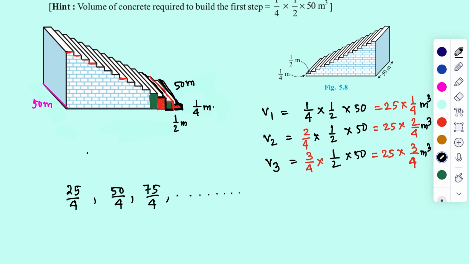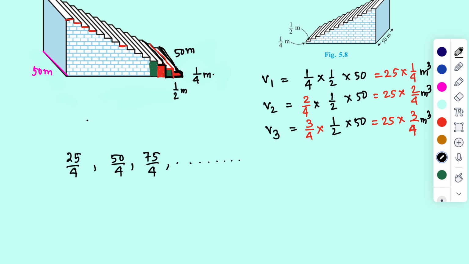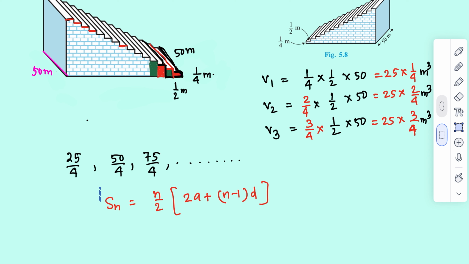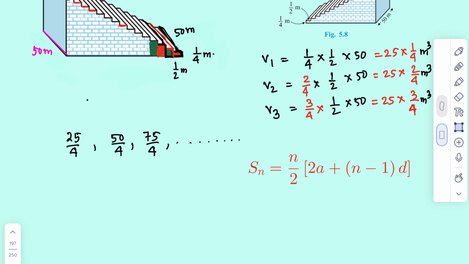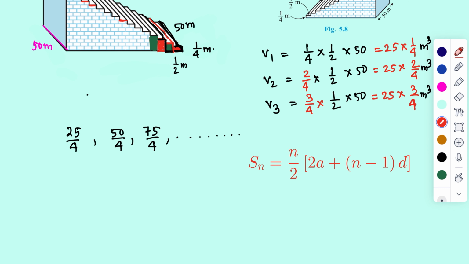If we add everything, we will get the total concrete required to build the terrace. Now we have to find out Sn, and the formula for Sn is equal to n by 2 into 2a plus n minus 1 into d, where n is the number of terms, a is the first term, and d is the common difference. Here no need to find the nth term, because the number of terms is given. Number of terms is 15 here. Here a is equal to 25 by 4, the first term. d will also be 25 by 4, because this is second term minus first term.